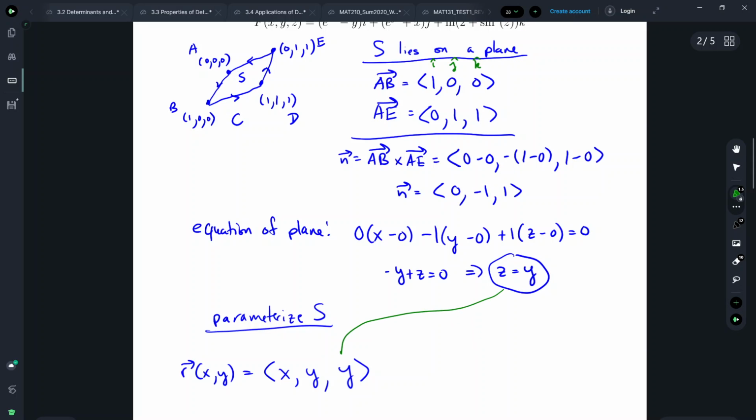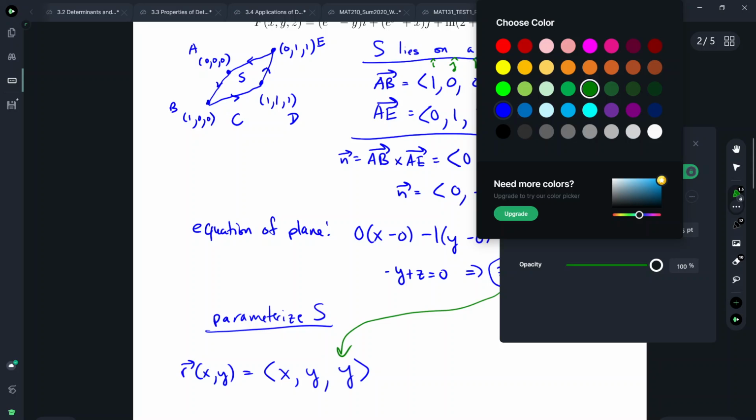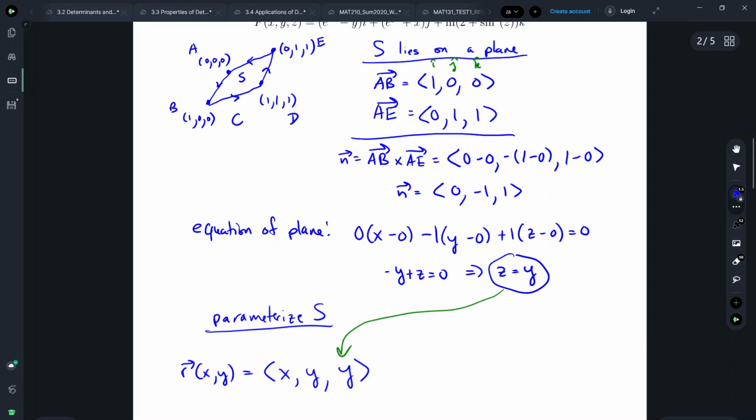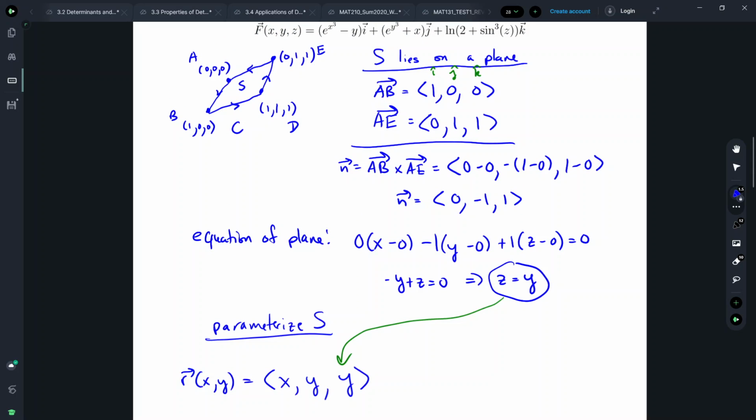Right, so this goes here. Okay, so this is how we parameterize S. And what are the range of values for the parameters x and y? Well, you can see here that x goes between 0 and 1, and then y also goes between 0 and 1.